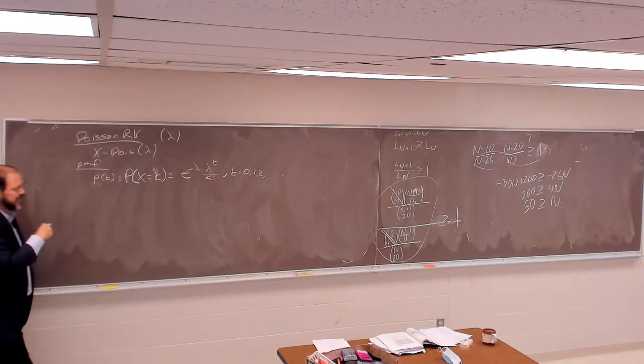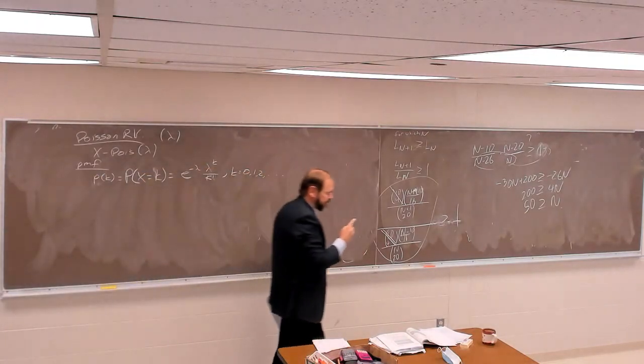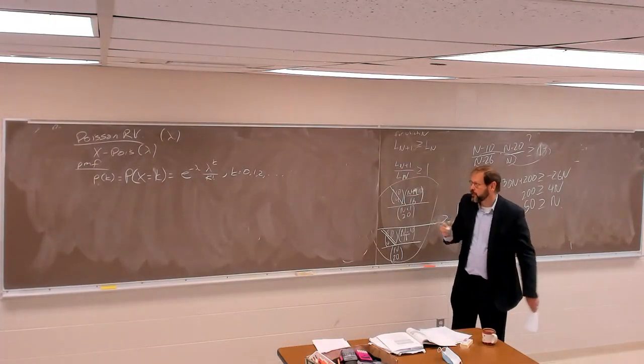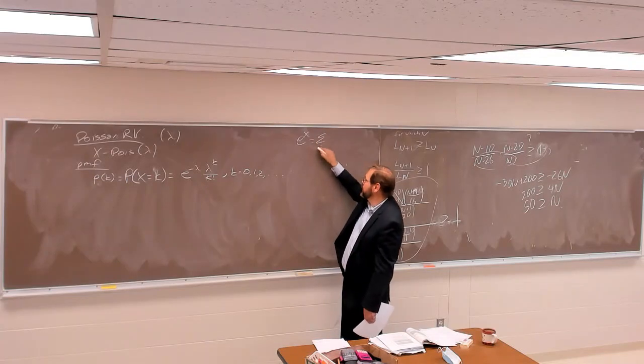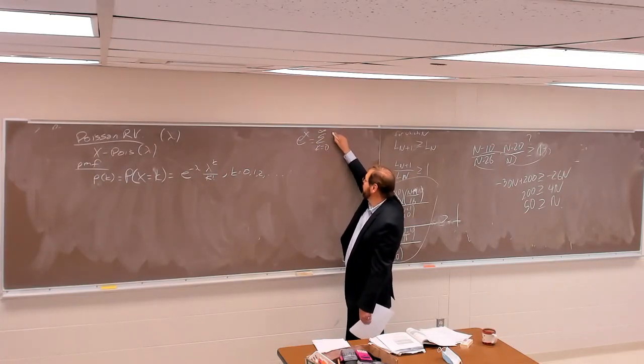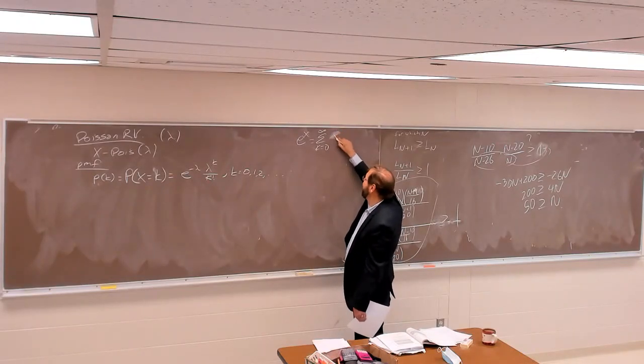This is the one that's tied in with the Taylor series for an exponential function. If you remember back to Calc 2, e to the x is equal to the sum k equals 0 to infinity of x to the k over k factorial.